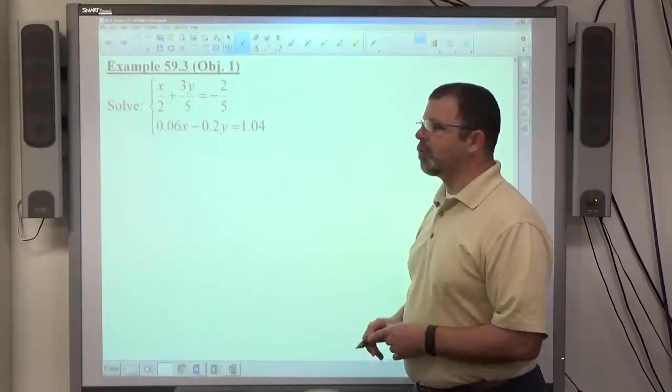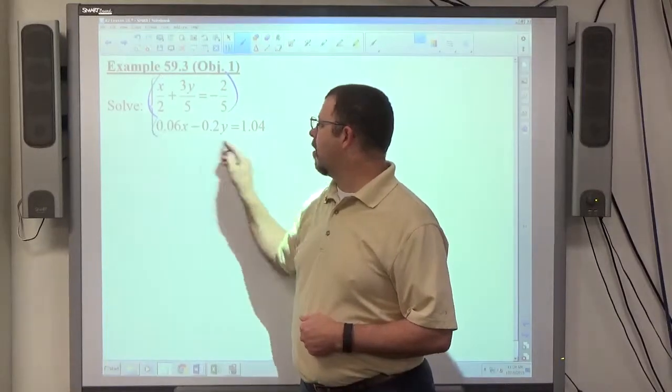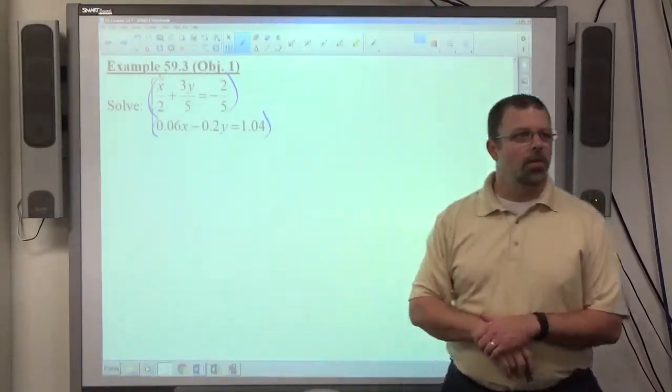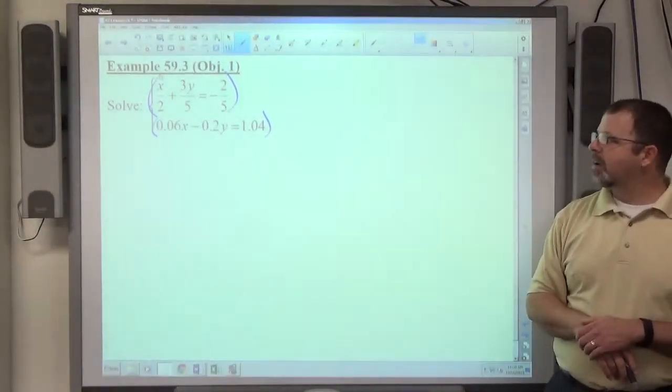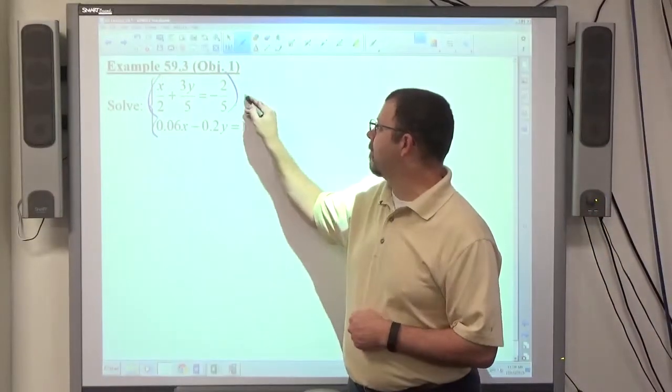The better way to do these would be to make all these into whole numbers or integers. So do whatever multiplication is necessary to make that happen. For fractions, the least common denominator is the key. So for 2, 5, and 5, the least common denominator is 10.